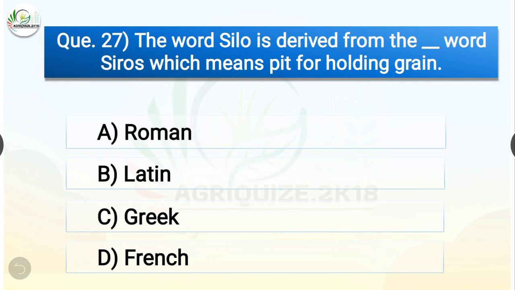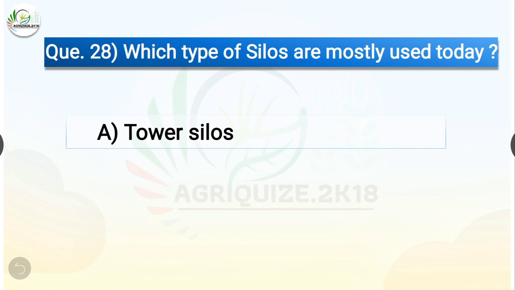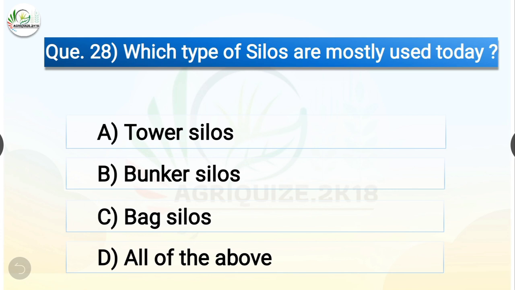So, the word silo is derived from the Greek word siros, which means pit for holding grains. Question number 28. Which type of silos are mostly used today? The options are tower silos, bunker silos, bag silos, or all of the above. The correct answer is option D, all of the above. So, all the three, tower silos, bunker silos, and bag silos, are mostly used today.